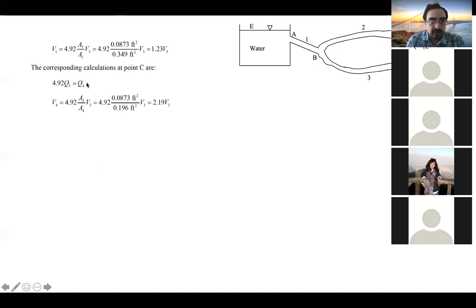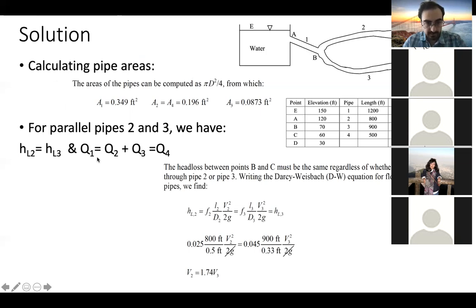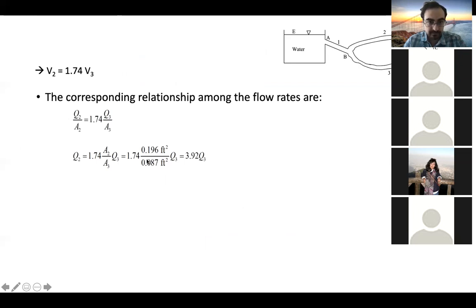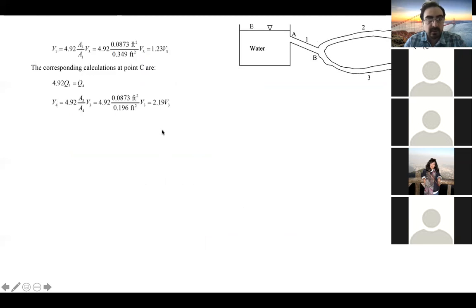And so now I want to find also the relation between V4 and V3. So we know from this relation, Q1 equals Q2 plus Q3 equals Q4. So I use that relation. And you know that Q2 plus Q3 equals 4.92 Q3. So I just use that. So 4.92 Q3 equals Q4, right? So this is a relation again for the multiple pipe systems.